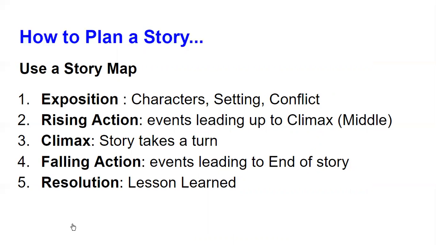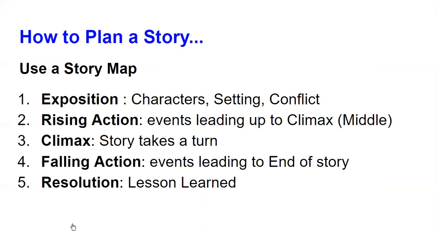Rising action. So what are the events leading up to the climax? That would be the middle part. So again, placing your characters in specific settings and the dialogue that's being exchanged between the two of them are going to lead up to the climax. The third one is climax. That's when there's a change in the story. It takes a turn. What happens?